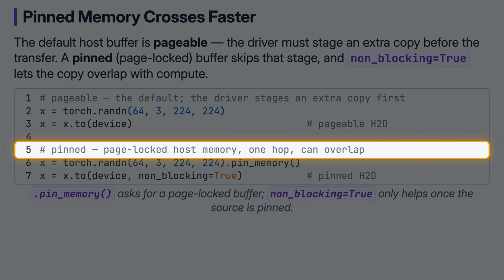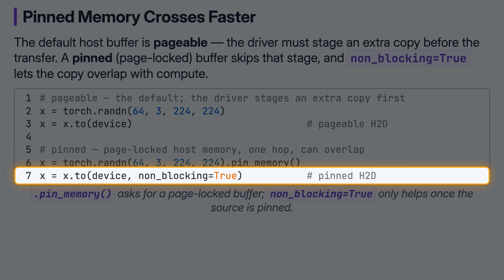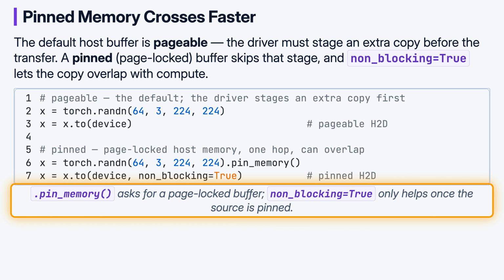Now the pinned way. We ask for page-locked memory up front. .pin memory allocates a locked buffer for the tensor. Now .to device is one hop, and non-blocking lets the copy overlap other work. One catch. Non-blocking does nothing useful unless the source is already pinned.